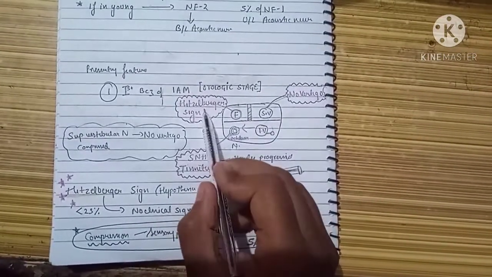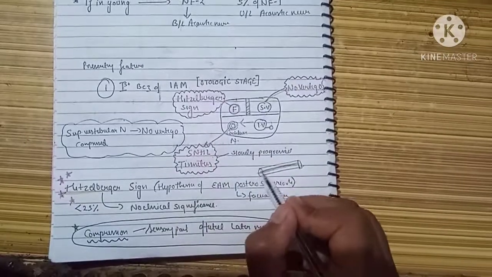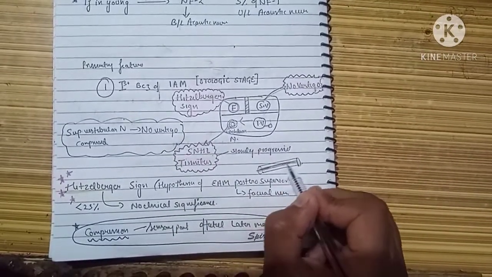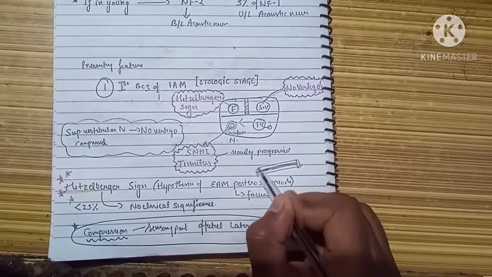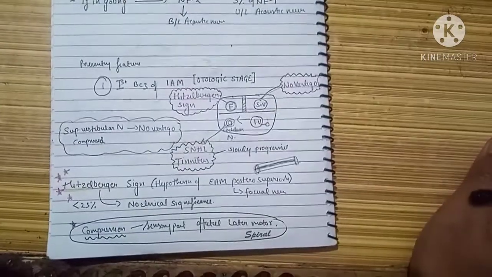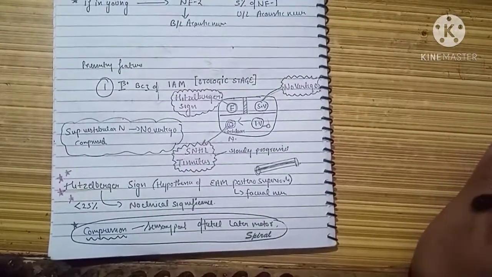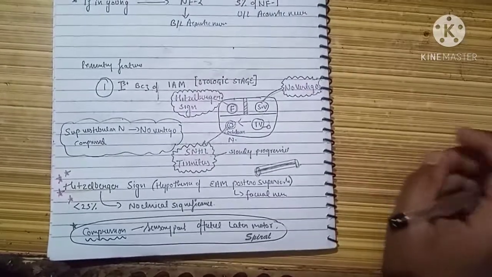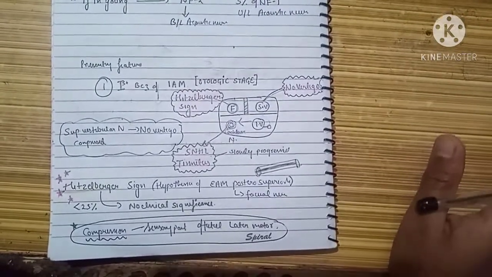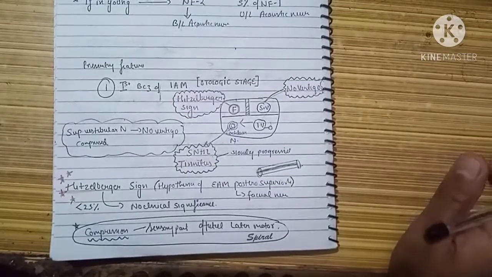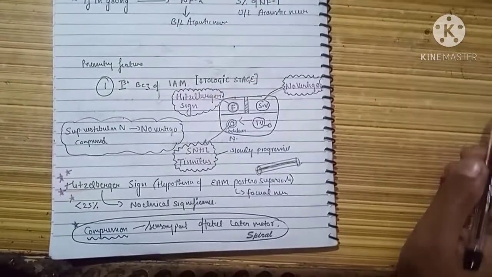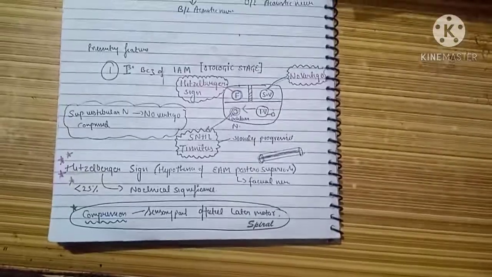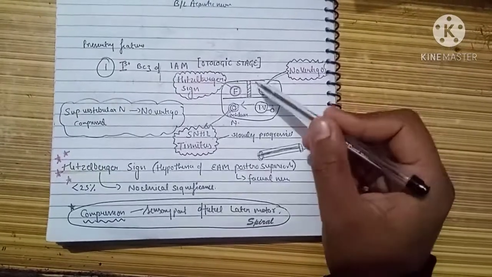Now in Hitzelberger sign we see a hypoesthesia over the posterior superior part of our external auditory canal. This is a small part of external auditory canal that is being supplied by our sensory part of the facial nerve. So this will get hypoesthesia. Okay, so these were some signs initially when internal acoustic meatus is involved.